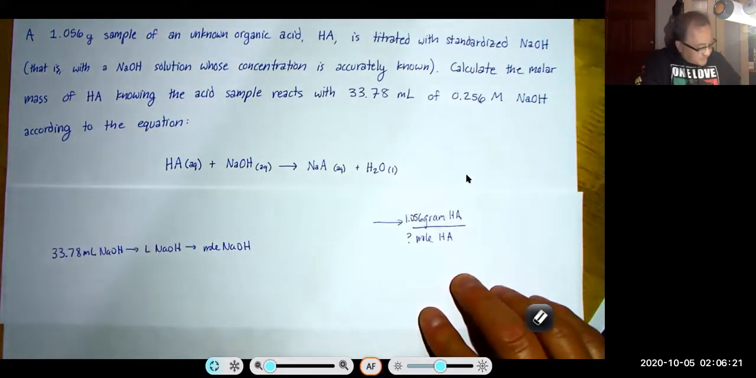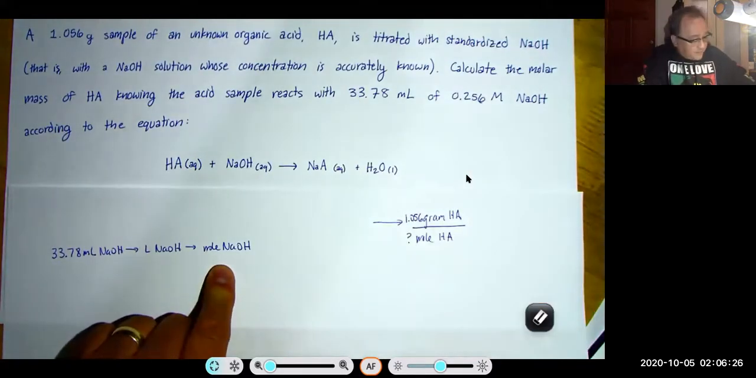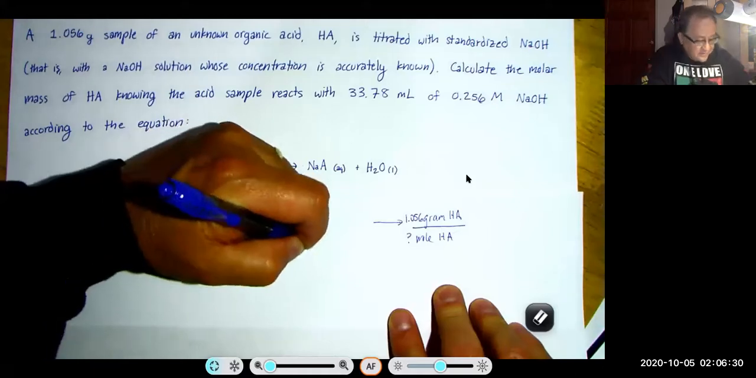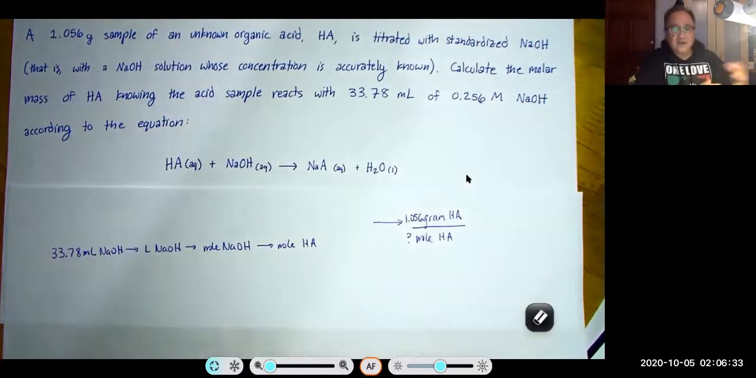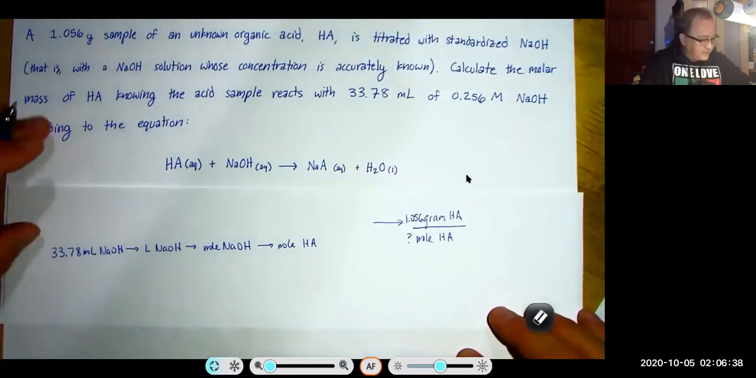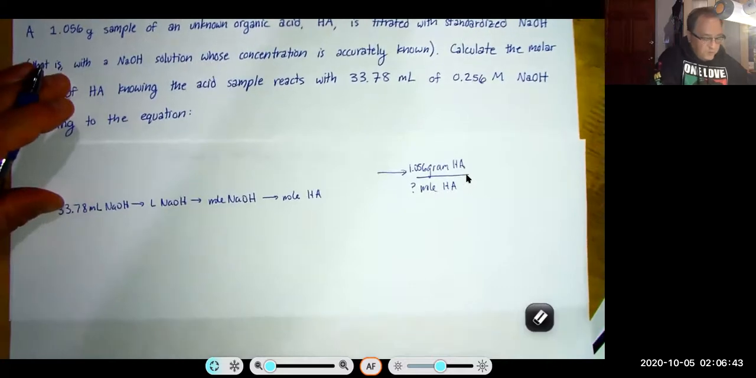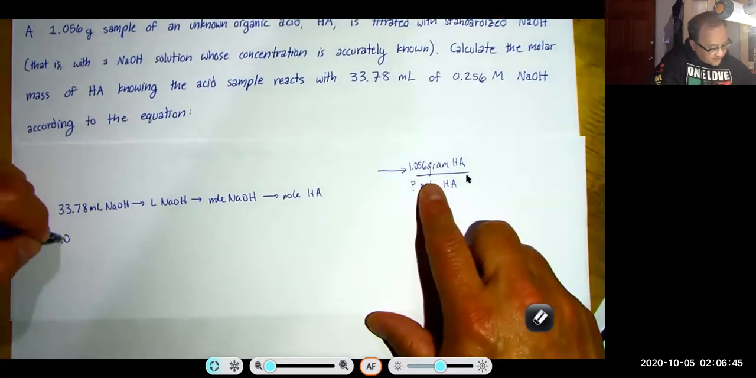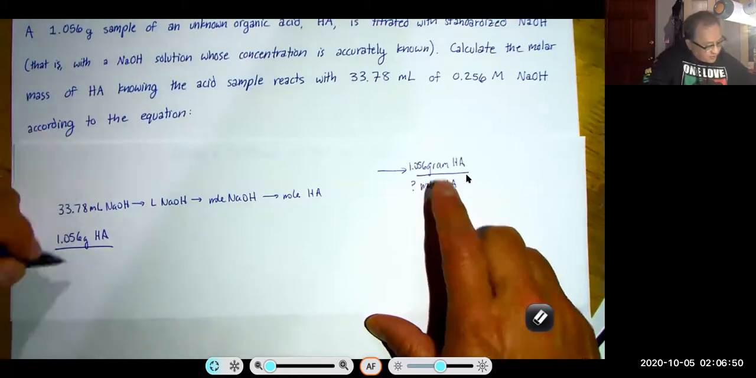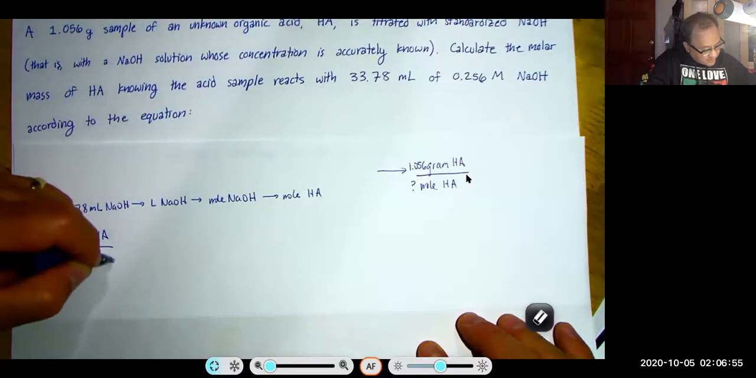And I can do that because I have the molarity of sodium hydroxide. For my balanced reaction, I can get the moles of HA, then I can plug that into this formula here, and we're good to go. So I'm going to do a kind of little nifty thing here, if you will. I'm going to go ahead and start with 1.056 grams of HA on top, and I'm going to start with 33.78 milliliters of sodium hydroxide on the bottom.